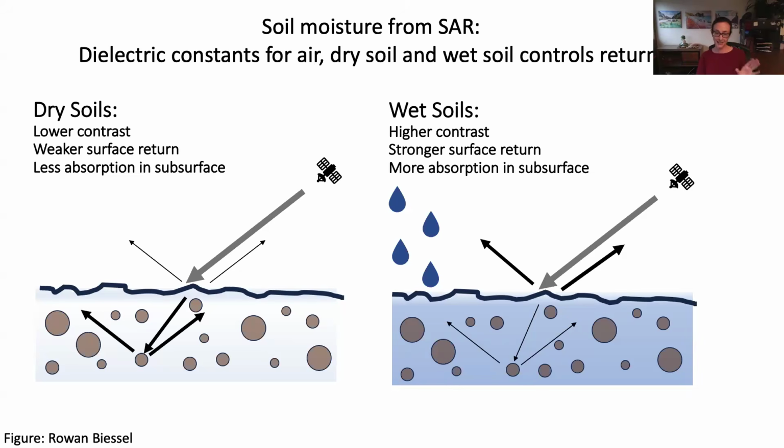Now, the other level of complexity is that, of course, when there's vegetation growing or being cut down, that also changes the surface.